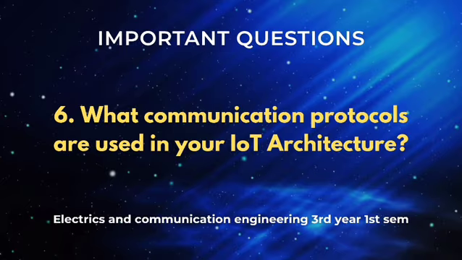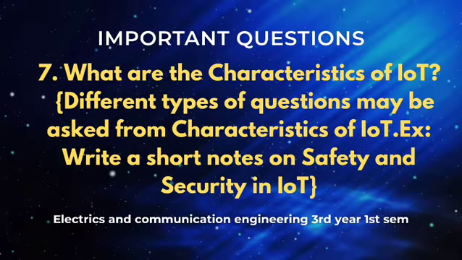And sixth important question is what are the communication protocols used in IoT architecture? Seventh important question is what are the characteristics of IoT? So there are 14 characteristics of IoT. From those characteristics, different types of questions may be framed.